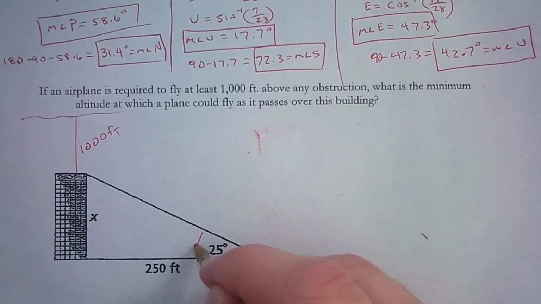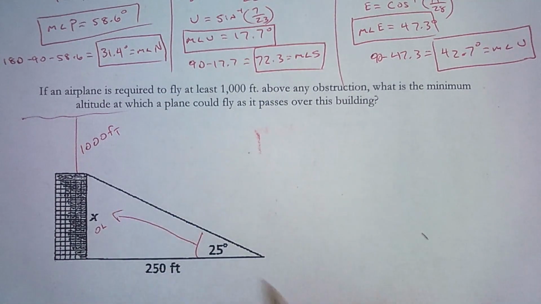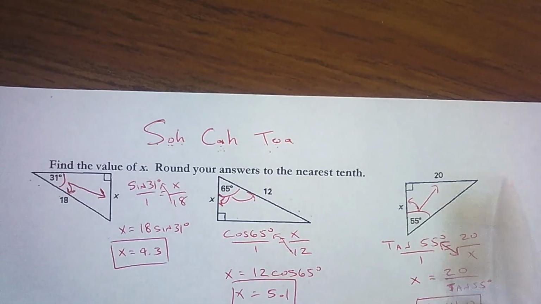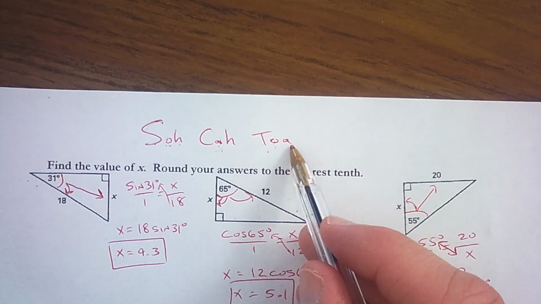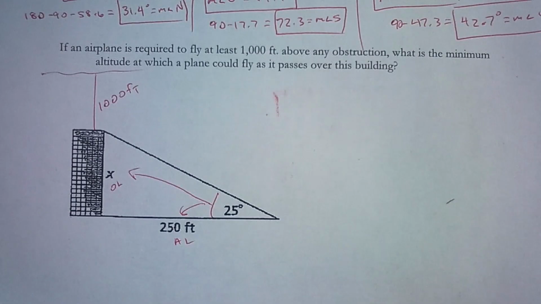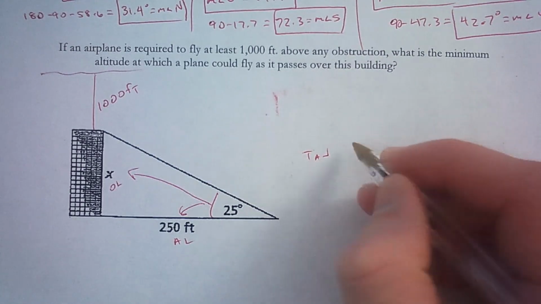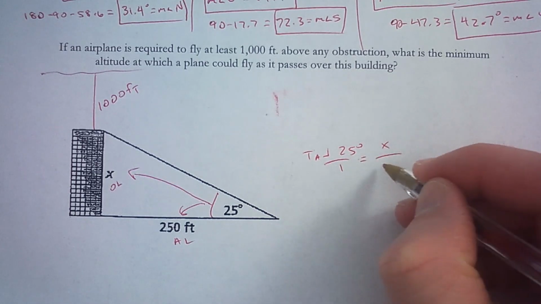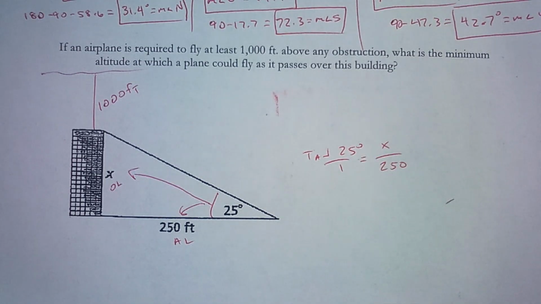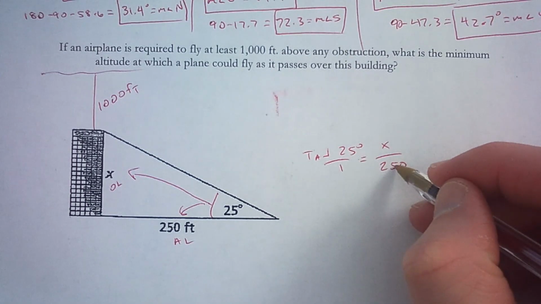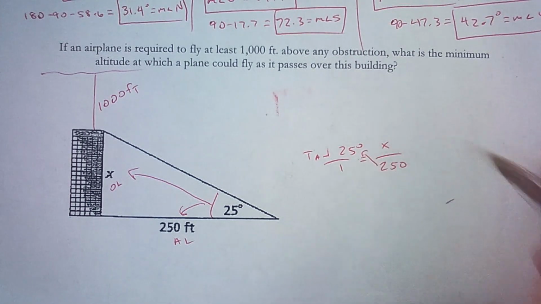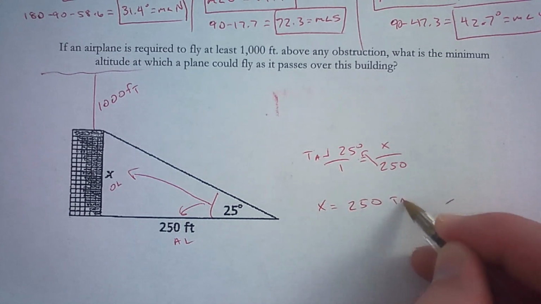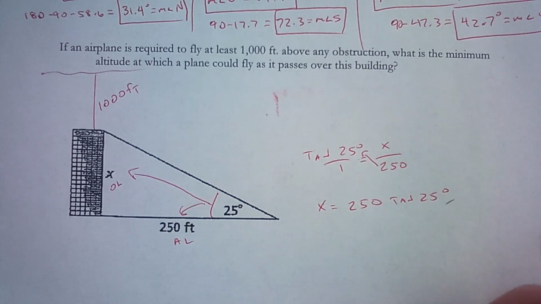So our angle here is 25. Over here we have the opposite leg, and right here we have the adjacent leg. That's going to be tangent, opposite leg and adjacent leg. So tangent 25 degrees is to 1, as the opposite leg, x, is to the adjacent leg, 250. So here we have a number in the denominator. We are going to multiply that across. So we get x is 250 times tangent 25 degrees.